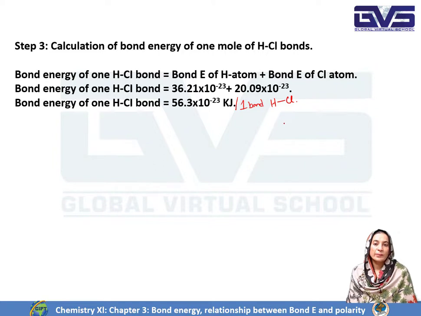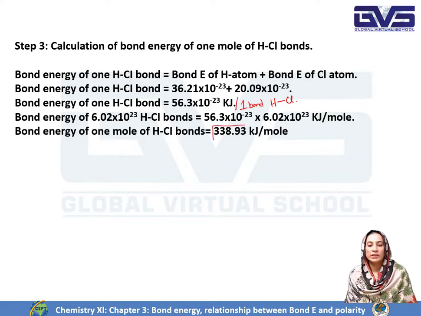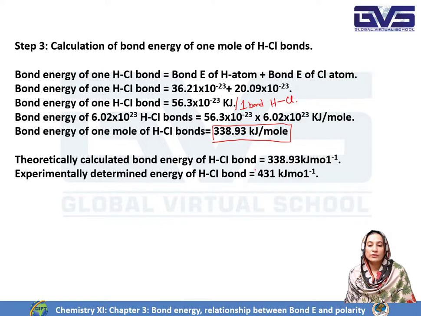So for 1 mole it will be multiplied by Avogadro's number, 6.02 × 10^23. So we got 338.93. This is the theoretically calculated value, and what is the observed? Observed is 431.1 kilojoule per mole. While the calculated is lesser, it means the HCl bond is stable and it has some ionic character. That's why the experimentally determined value is greater compared to the theoretically calculated.